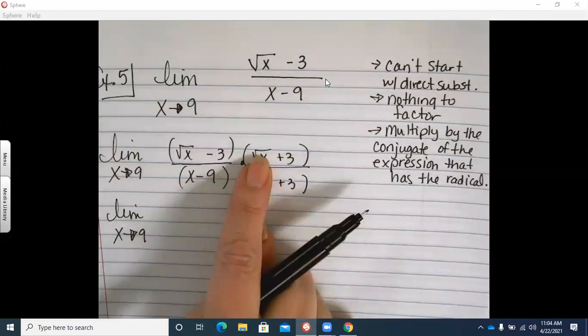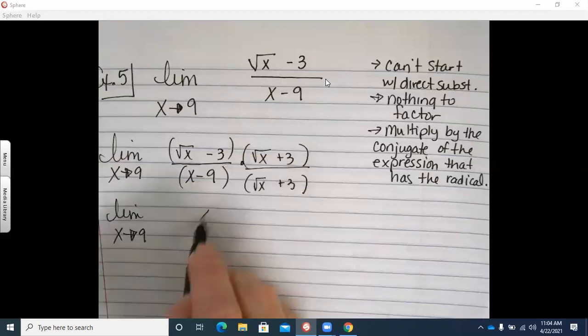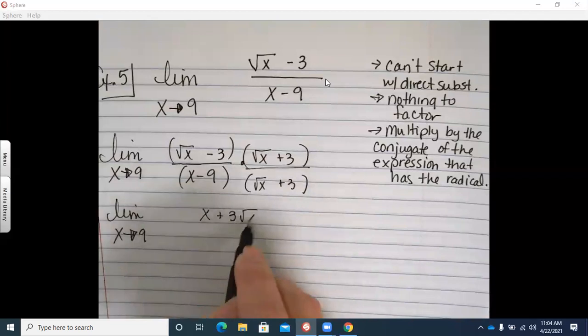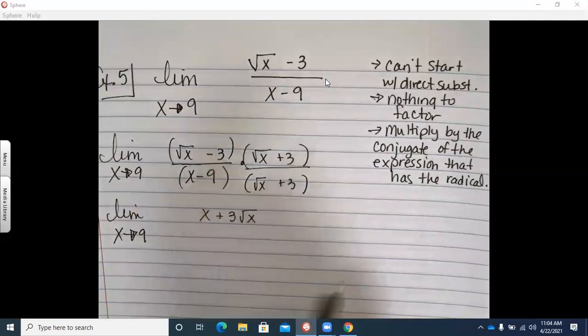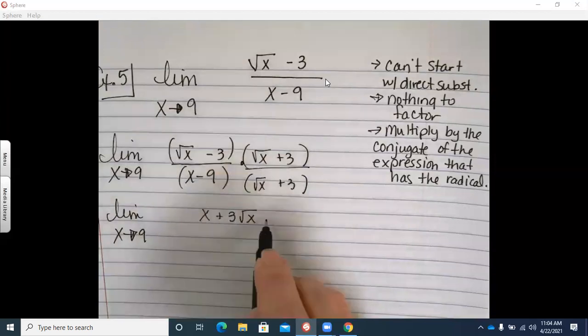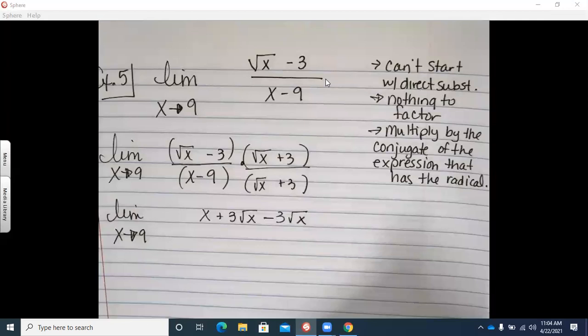Just x, correct, because it's the square root of x squared, and the square root of x squared is x, right? The square root of x times positive 3 is positive 3 square root x. That 3 is not under the radical, it's outside. X is under the radical. Now let's move to the negative 3. Negative 3 times the square root of x is negative 3 square root x. And negative 3 times positive 3 is negative 9.